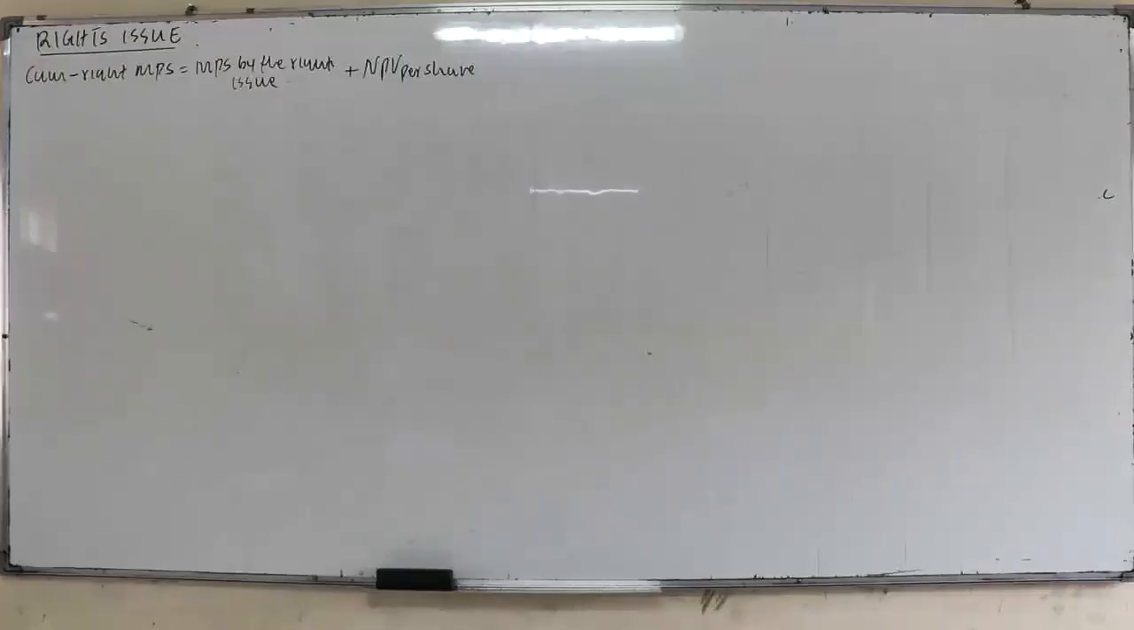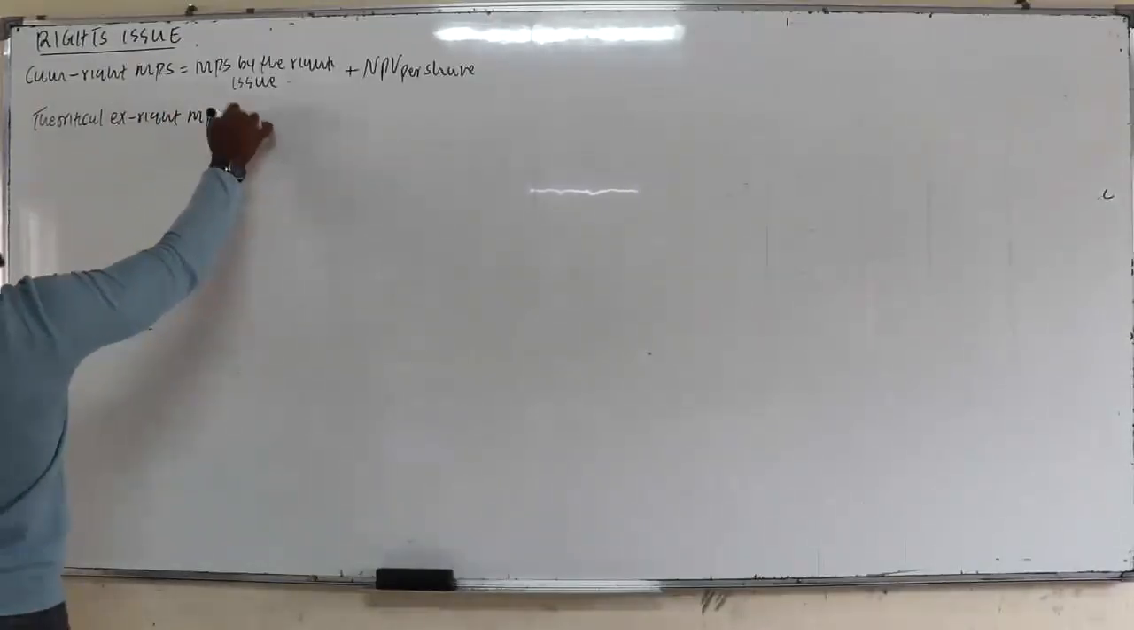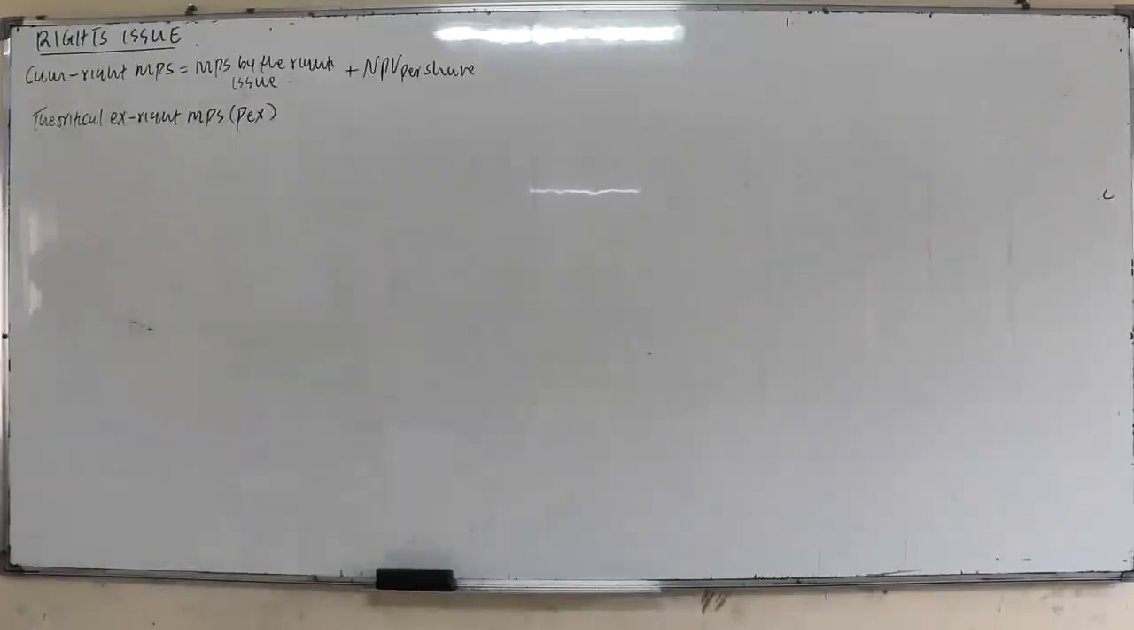Another paragraph. The market price per share after the exercise of the rights issue is known as the theoretical ex-right price, denoted by P(ex).